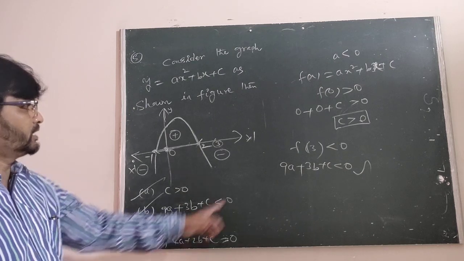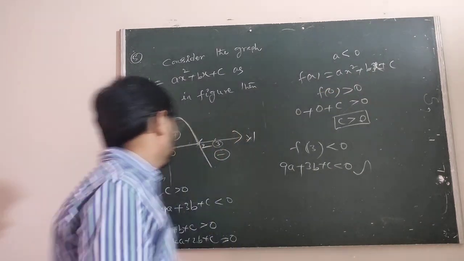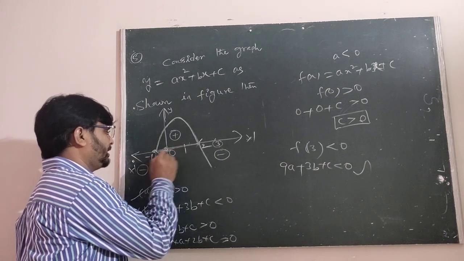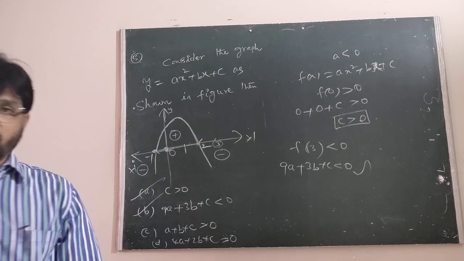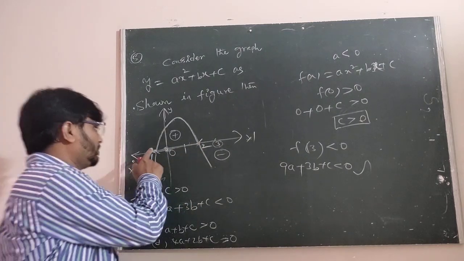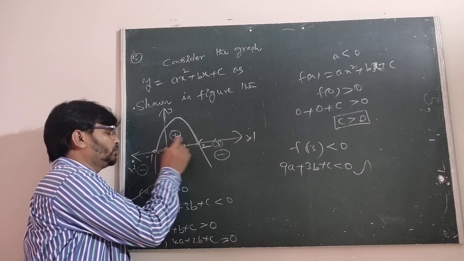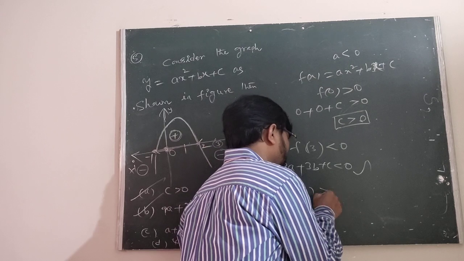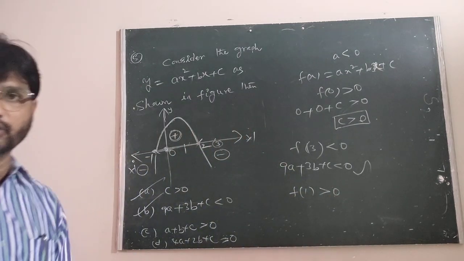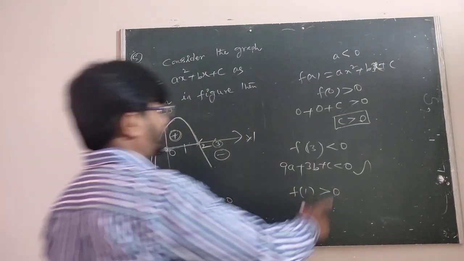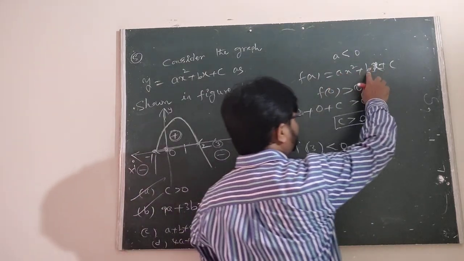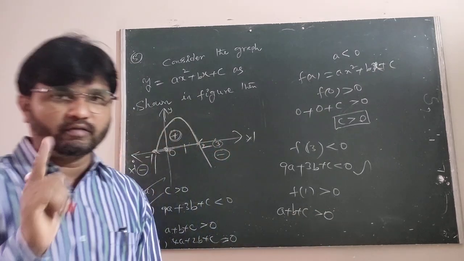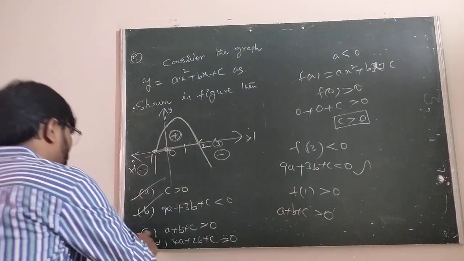Now a plus b plus c, that means taking x equal to 1. For x equal to 1, 1 is undoubtedly in between minus 1 to 2. Therefore, between minus 1 to 2 the function is positive. Therefore, f of 1 must be greater than 0. That means a plus b plus c must be greater than 0. That is option C.